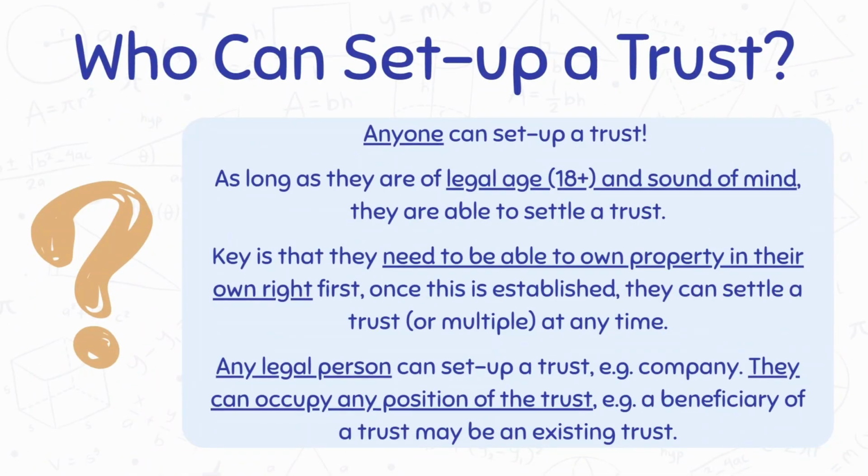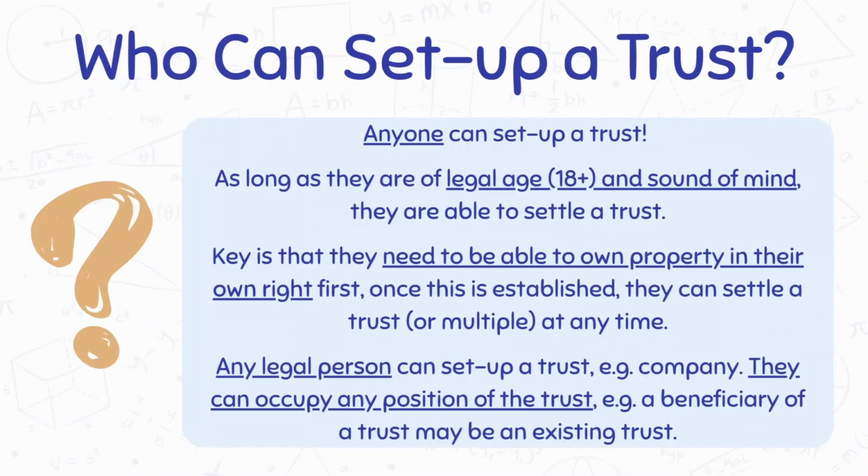Now, who can actually set up a trust? Is it a lawyer? Is it a judge? Well, actually, anyone can set up a trust. All that is required is for the settlor to be of legal age, so 18 and over, and also sound of mind. If these two requirements are met, then they can settle a trust at any point.